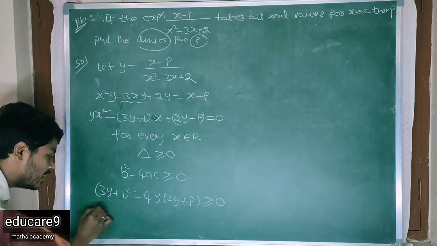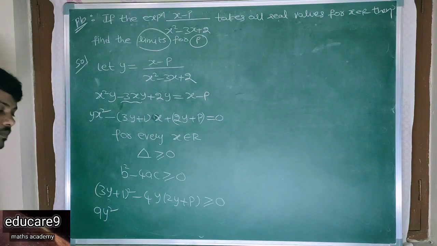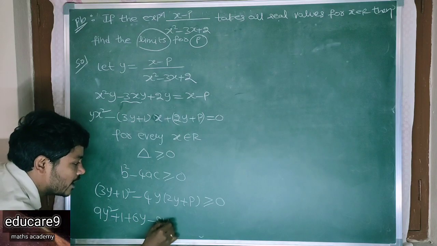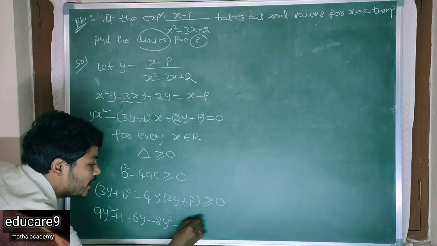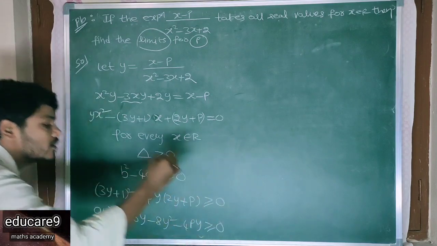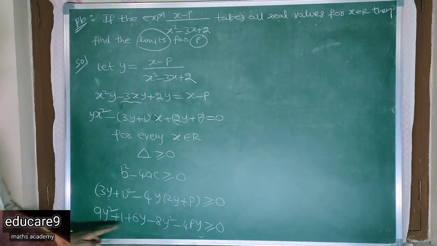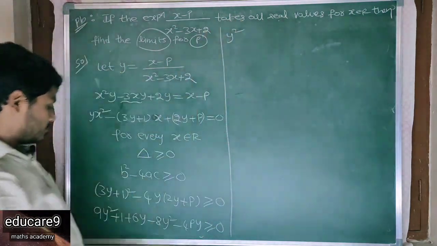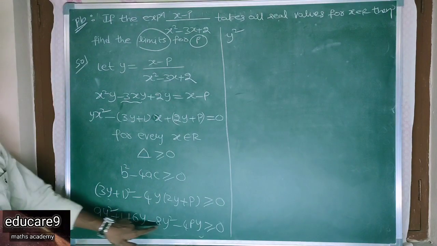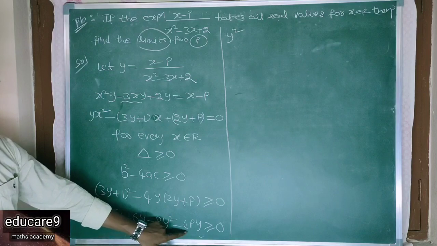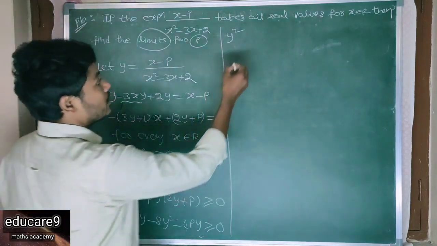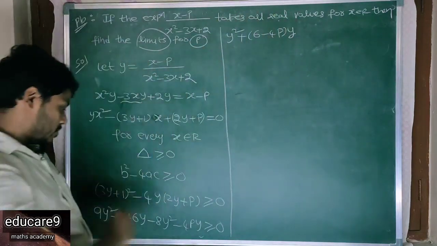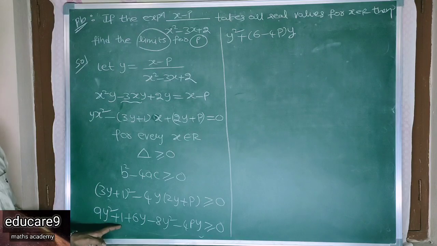So this is 9y square plus 1 plus 6y minus 8y square minus 4py, which is greater than or equal to 0. So here 9y square minus 8y square gives y square. And here 6y minus 4py, in this y is common. We get 6 minus 4p of y. And the remaining term is 1.